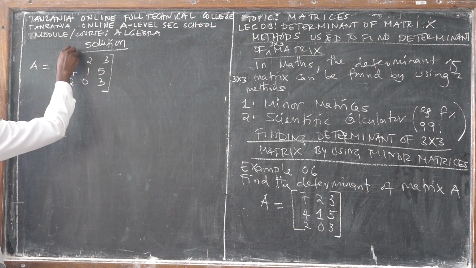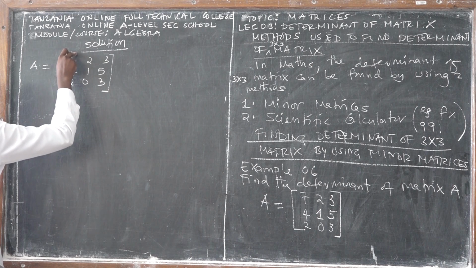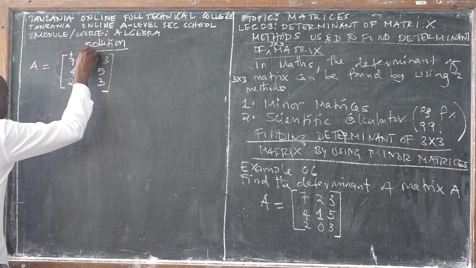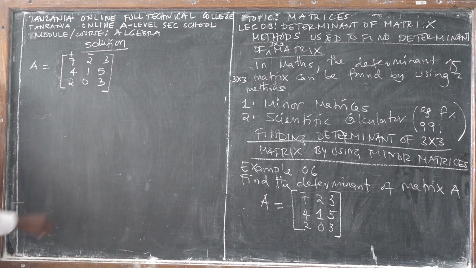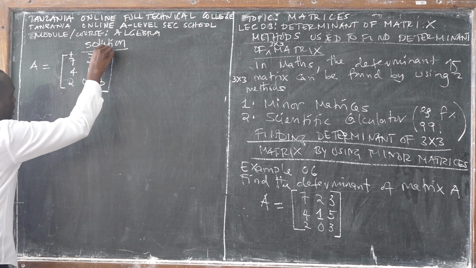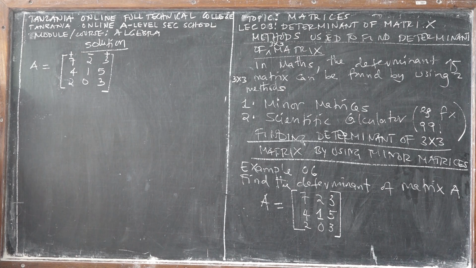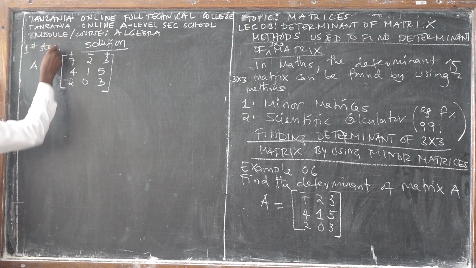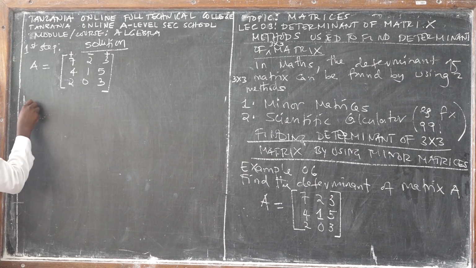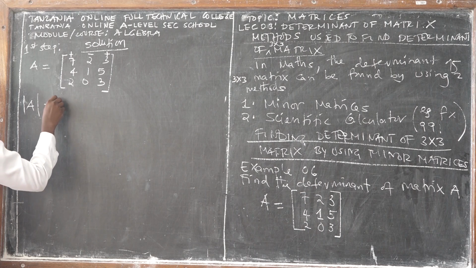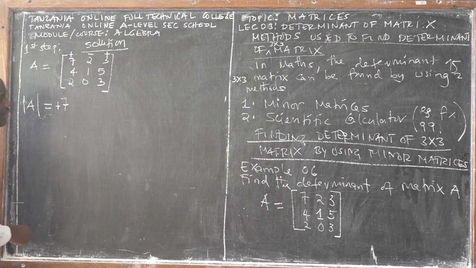The first element, we are going to assign a positive sign. This is the positive sign. The second element in the first row, we are going to assign a negative sign. And the third element in the first row, we are going to assign a positive sign. Okay? So for that case, we say that this will be the first state. So we say that the determinant of matrix A is equal to what? Positive 7. Positive 7. Okay?